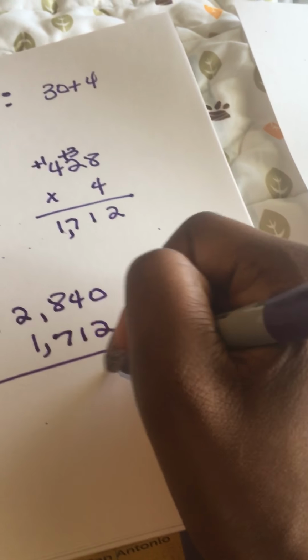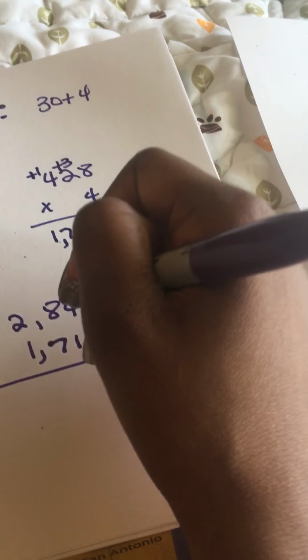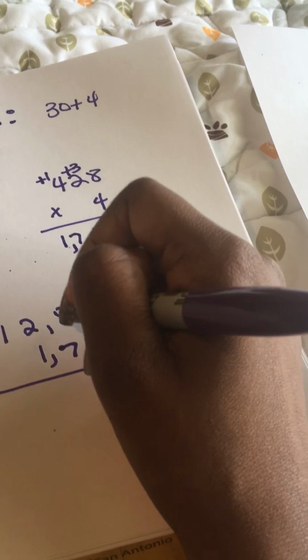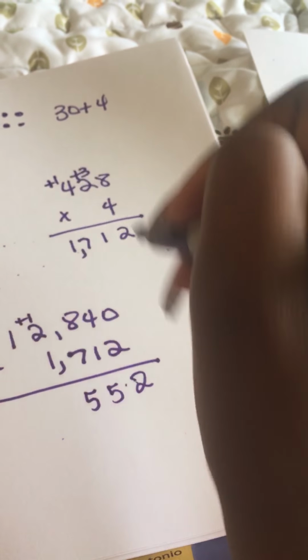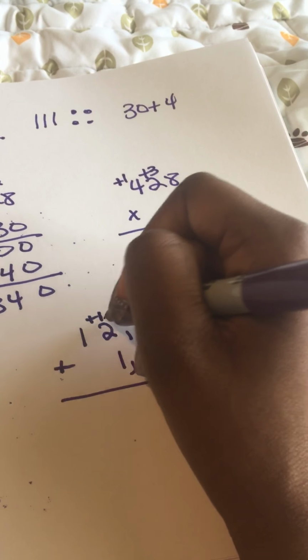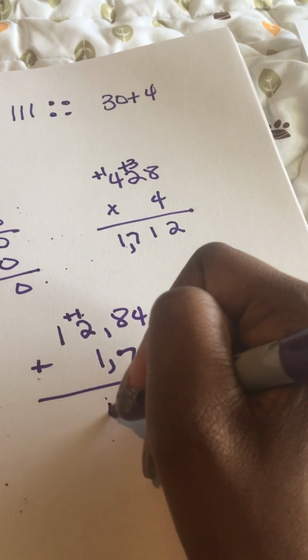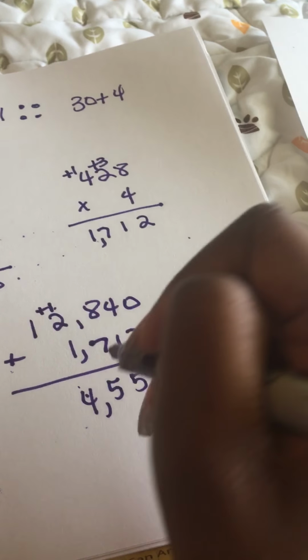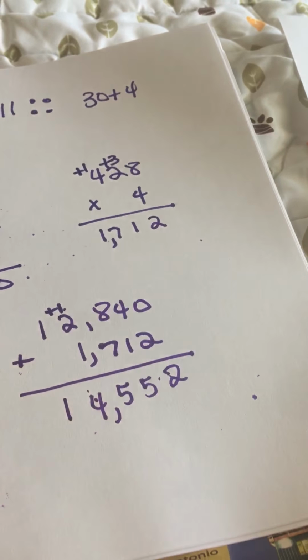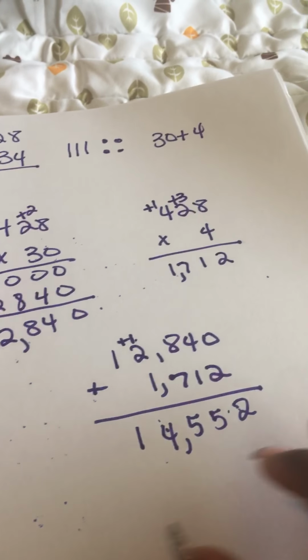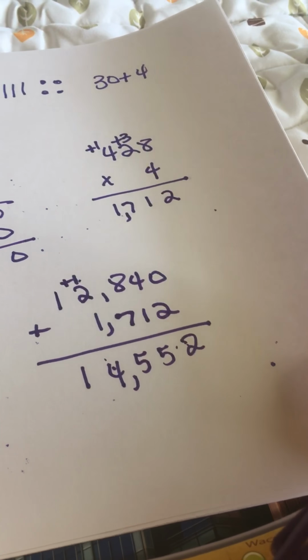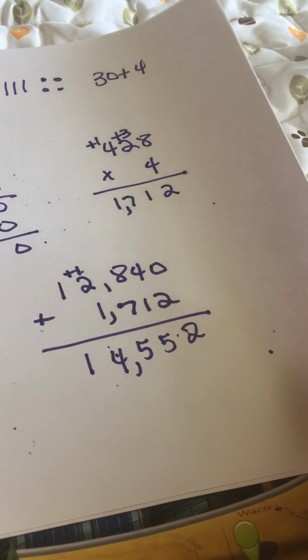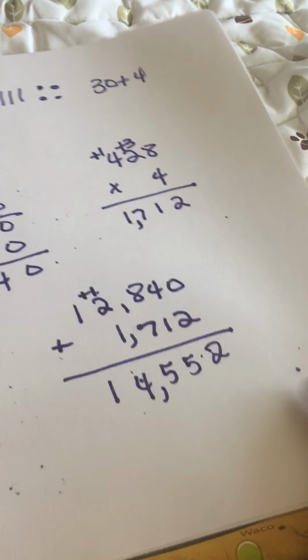Okay, 0 plus 2 is 2. 4 plus 1 is 5. 8 plus 7, 15. Carry that 1. 1 plus 2 plus 2, 4. And we're going to bring that 1 down. So that's our answer. And quickly, I'm going to show you the other way and why it can get complicated. And if your child understands it, they can do it that way. It's no problem for me.